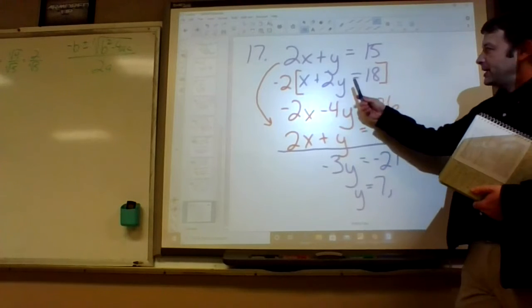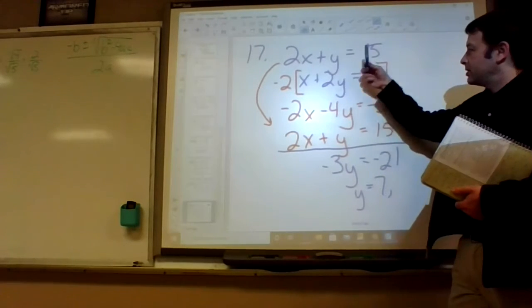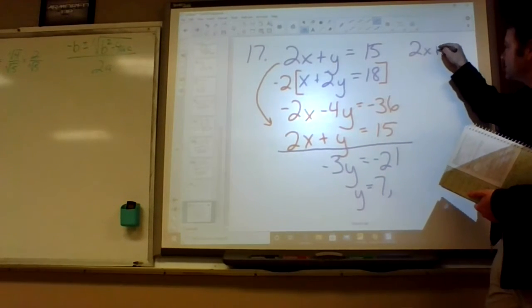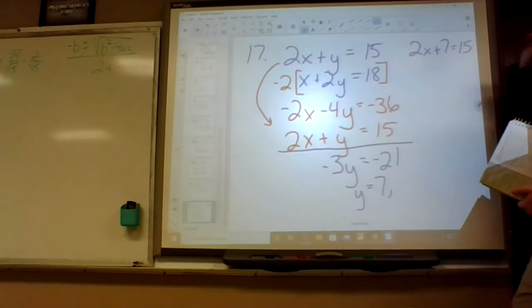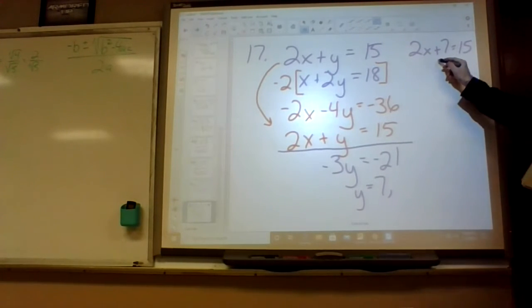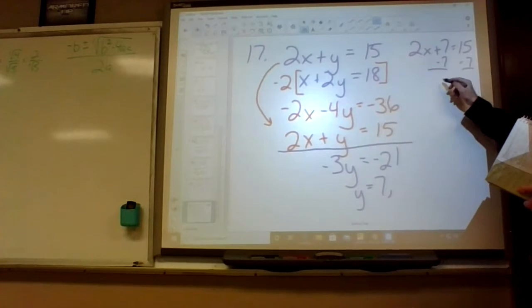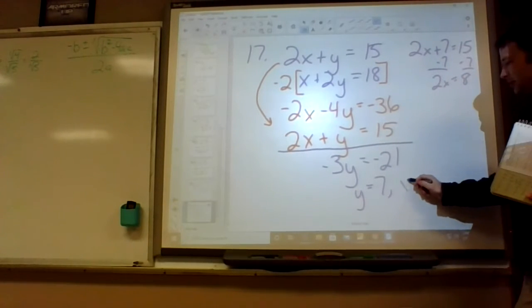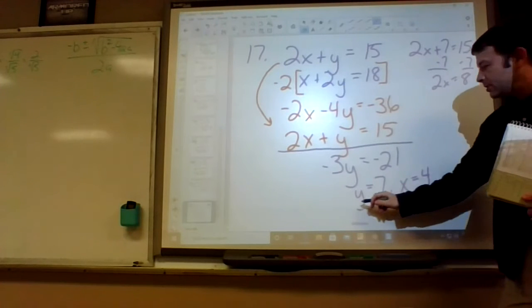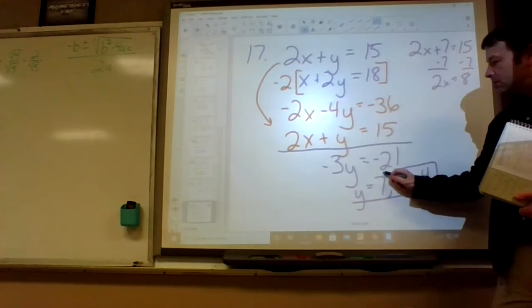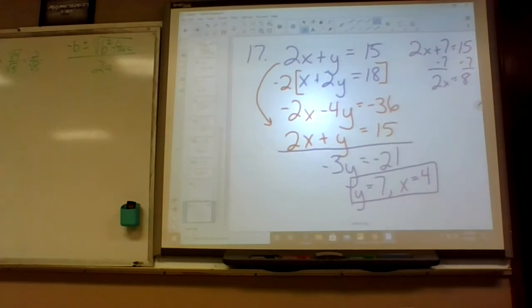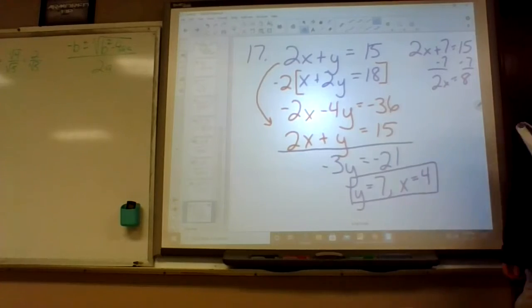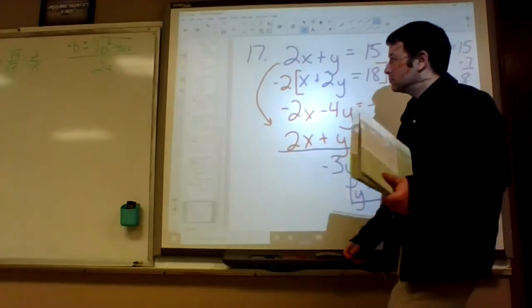So I'm going to put 7 back here. 2x plus 7 equals 15. Subtract 7, 2x is 8. 8 divided by 2 is 4. Yeah, it's a lot faster than substitution.